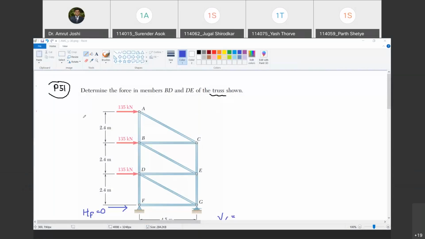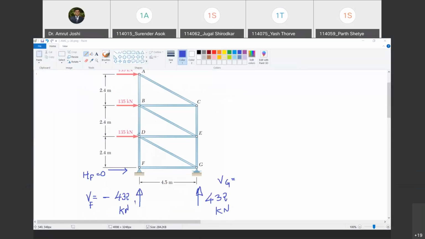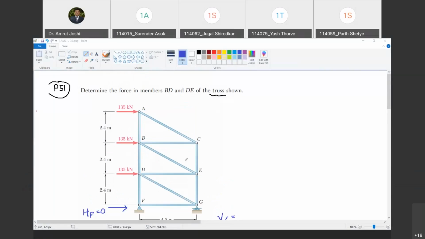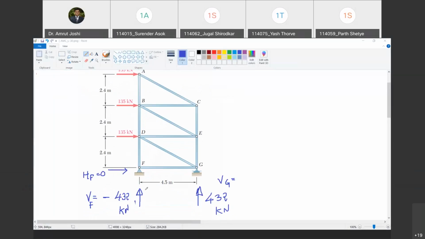Okay. In the last class, we have already determined the reactions of this truss. There are two reactions that can be offered at joint F because it is a hinge support, and there is one force reaction that can be offered at G because it is a roller support.